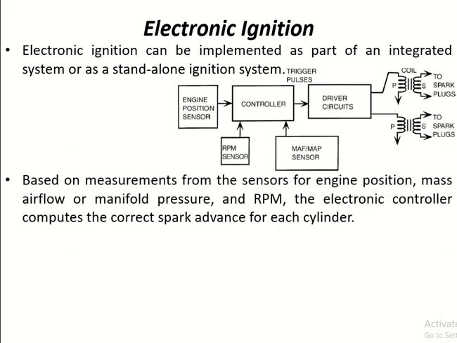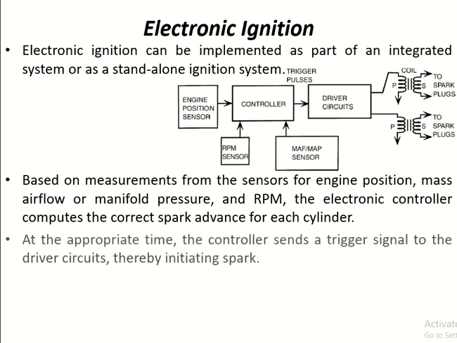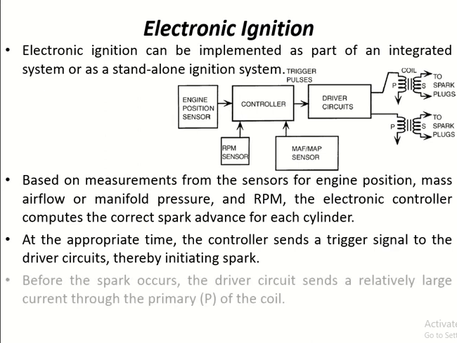Based on measurement from the sensors for engine position, mass airflow, manifold air pressure, and RPM, the electronic controller computes the correct spark advance for each cylinder. At the appropriate time, the controller sends a trigger signal to the driver circuits, thereby initiating a spark. Before the spark occurs, the driver circuit sends a relatively large current through the primary of the coil.